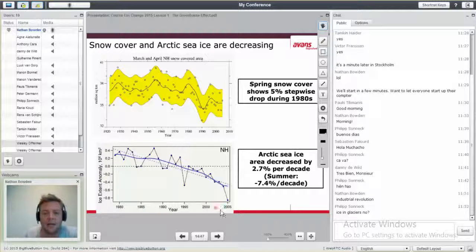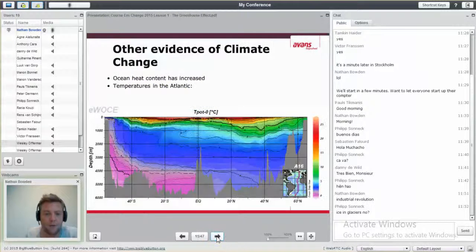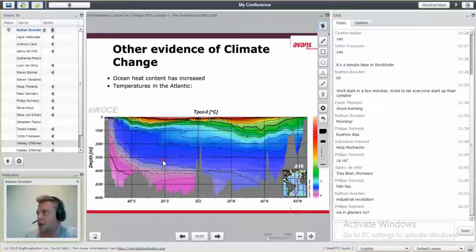And the sea ice. Not affecting everything the same, though. Some places, the ice is just like the glaciers. In some places, the ice is receding faster than in other places.